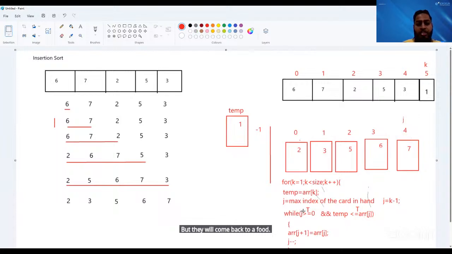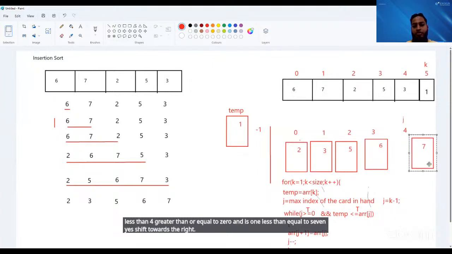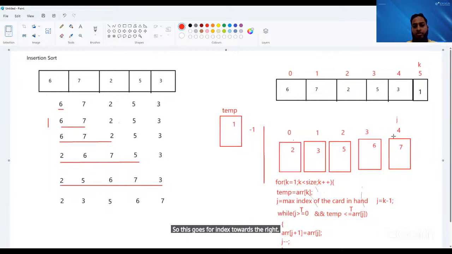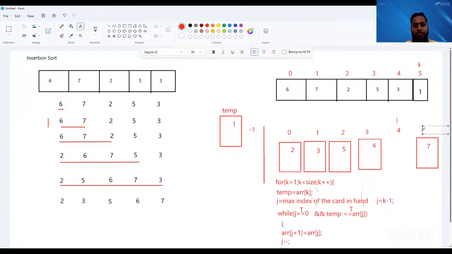Now, is J greater than or equal to 0? Yes, 4 greater than or equal to 0. And is 1 less than or equal to 7? Yes. Shift towards the right. So this goes one index towards the right. So this goes to index 5. Right? Index 5. And J goes one step towards the left.